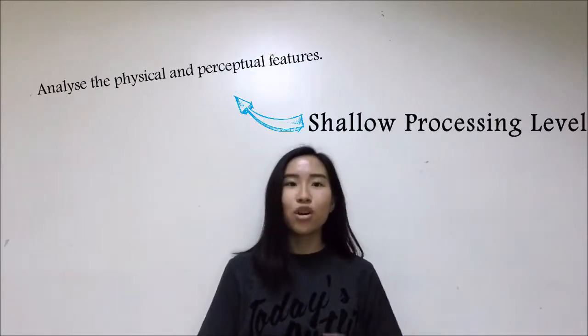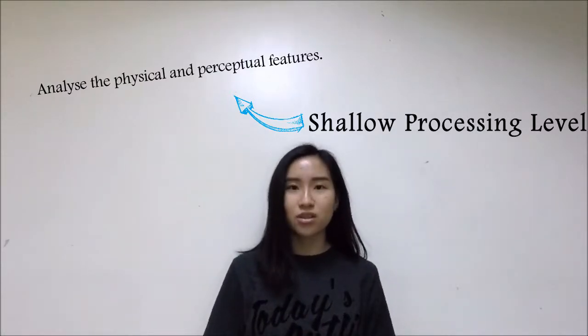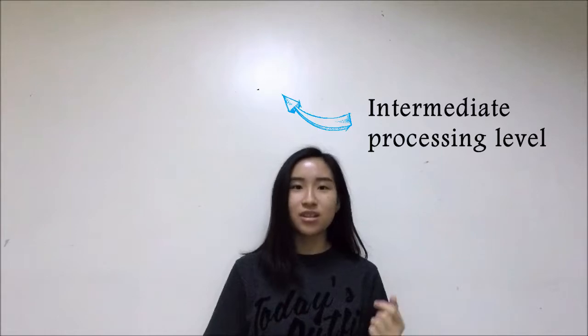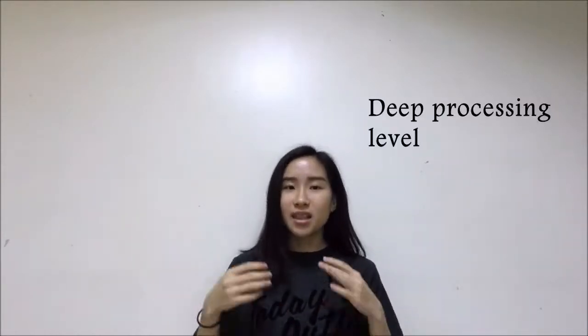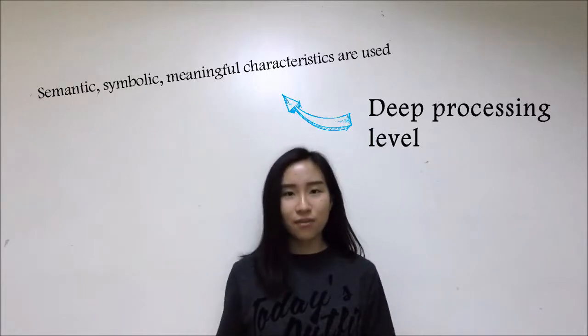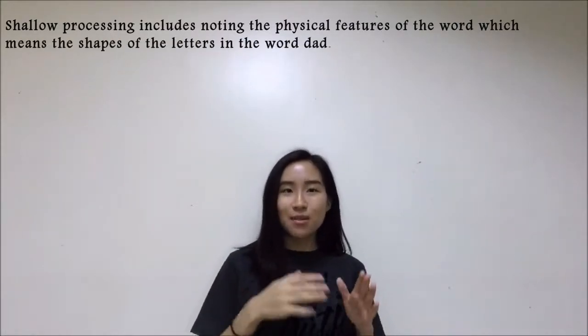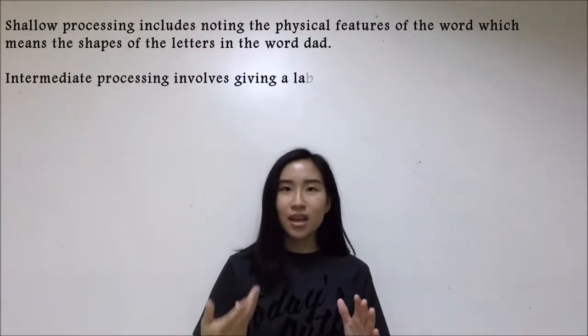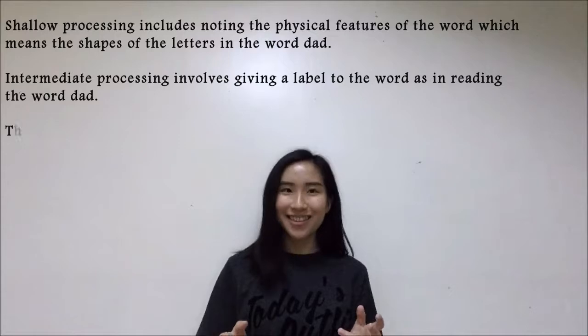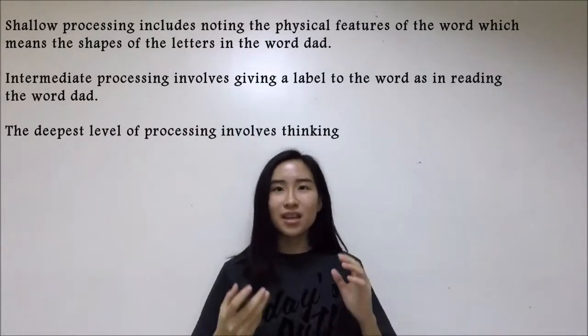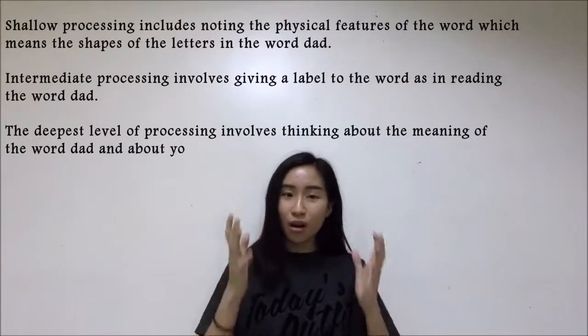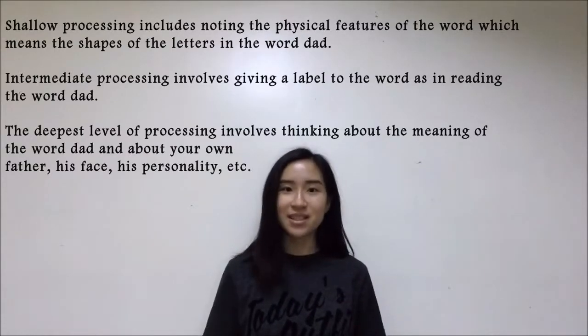In the shallow processing level, we analyze the physical and perceptual features. In the intermediate processing level, the stimulus is recognized and labeled. In the deep processing level, semantic, symbolic, meaningful characteristics are used. Given a scenario, we are asked to memorize a list of words, including the word "that". Shallow processing includes noting the physical feature of the word, which means the shape of the letters in the word "that". Intermediate processing involves giving a label to the word, as in reading the word "that". The deepest level of processing involves thinking about the meaning of the word "that" and about your own father, his face and his personality, etc.